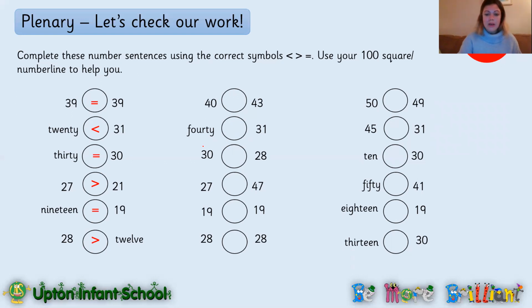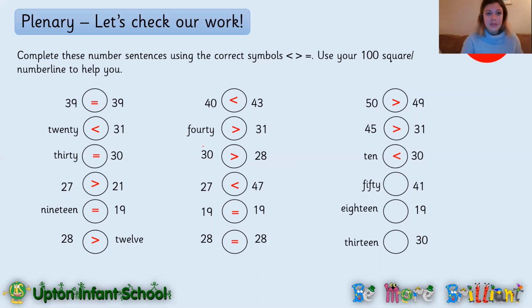28 is more than 12. 40 is less than 43. 40 is more than 31. 30 is more than 28. 27 is less than 47. 19 is equal to 19. 28 is equal to 28. 50 is more than 49. 45 is more than 31.